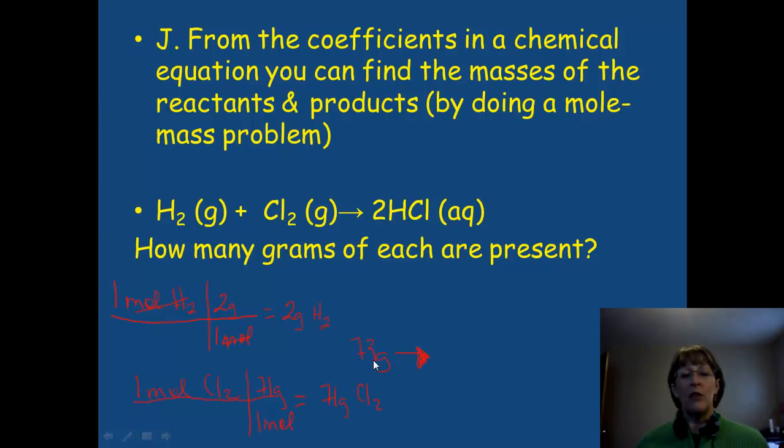All right, so I've got 73 grams on the left-hand side of the arrow. I better have 73 grams on the other side of the arrow because that's the law of conservation of mass. So it says I've got 2 moles of HCl. I draw my grid here. 1 mole of HCl is equal to how many grams? Well, Cl is 35.5 and hydrogen is 1 gram, so that would be 36.5. What is 36.5 times 2? That is 73 grams. 73 grams on the left and 73 grams on the right.